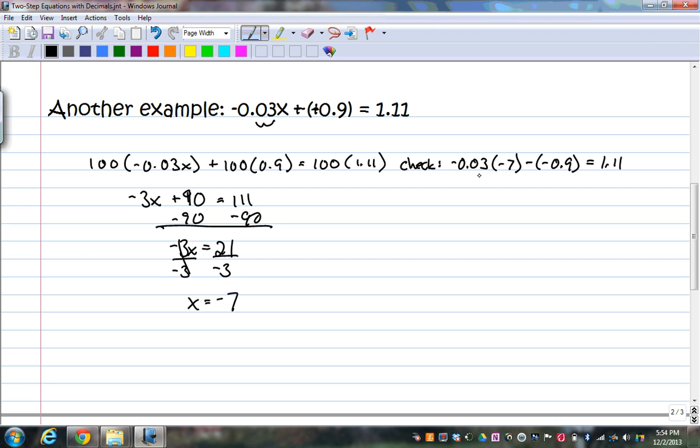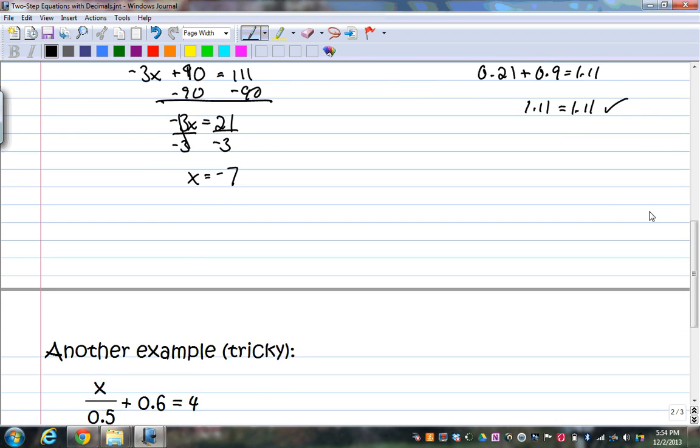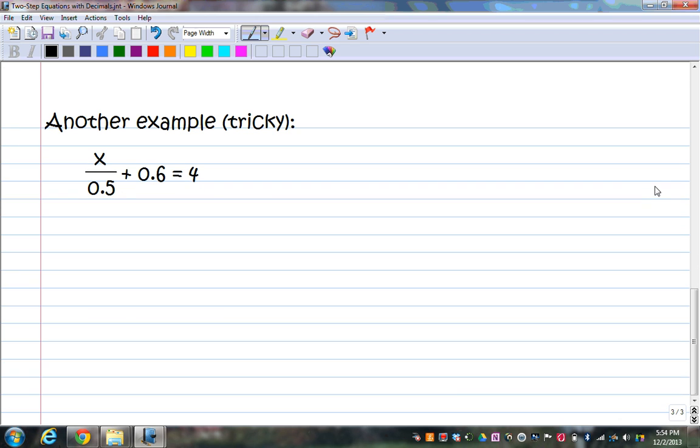Negative 0.03 times a negative 7 would give me a positive 0.21. And then the double negatives become positive 0.9 should be equal to 1.11. Add those together, and sure enough, it works. All right, the next one is really tricky. I want you to try this one. This is really tricky because of that. In the denominator, we have a decimal.